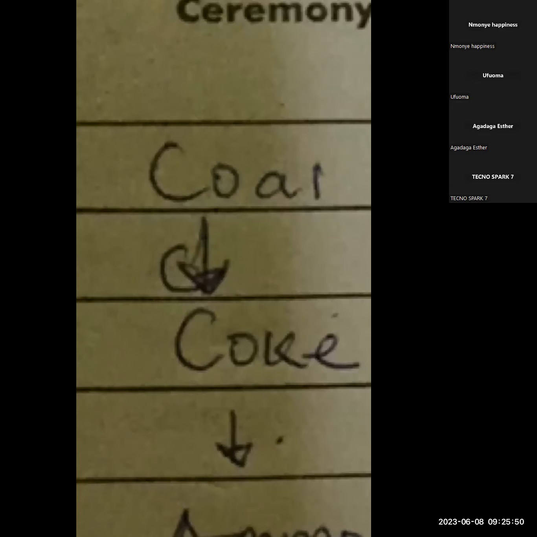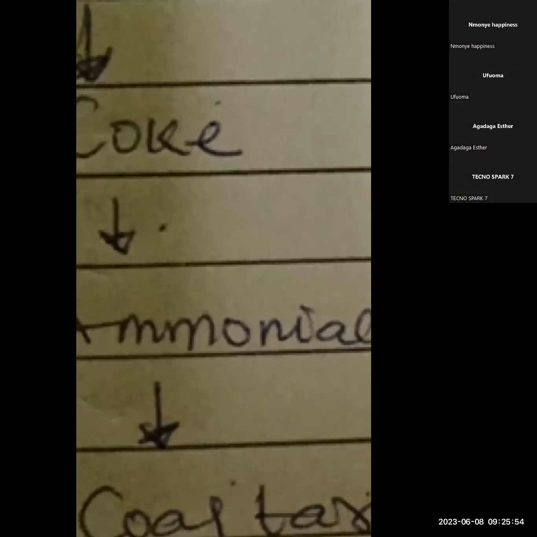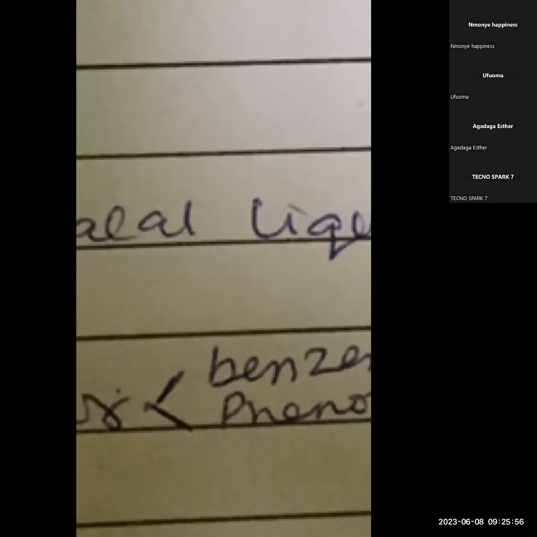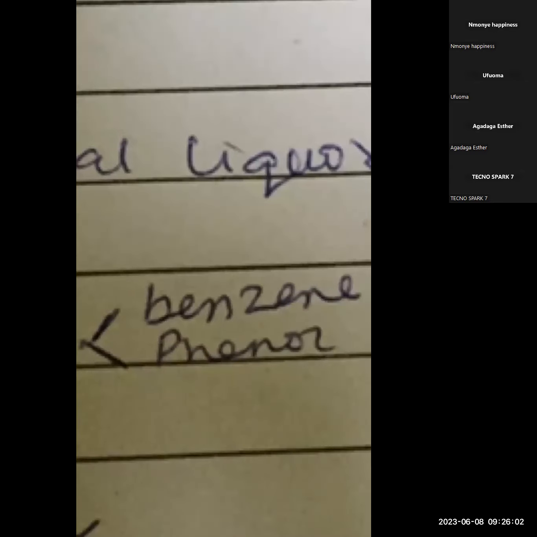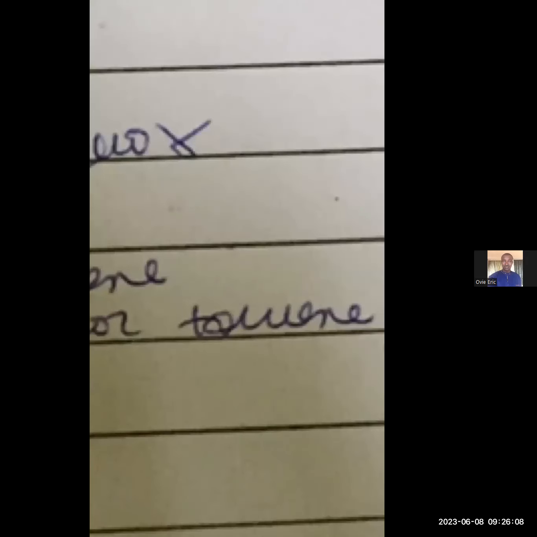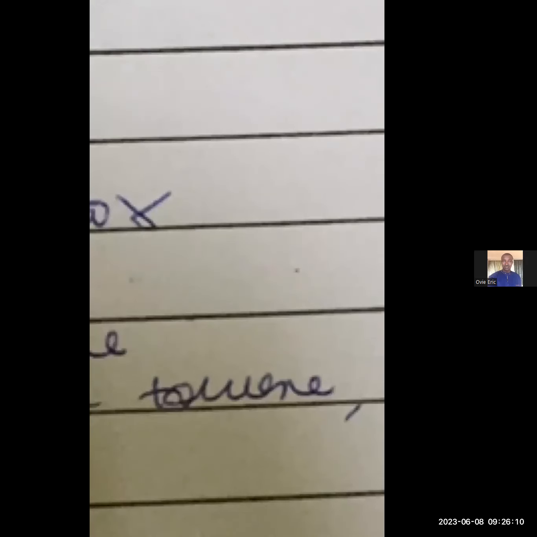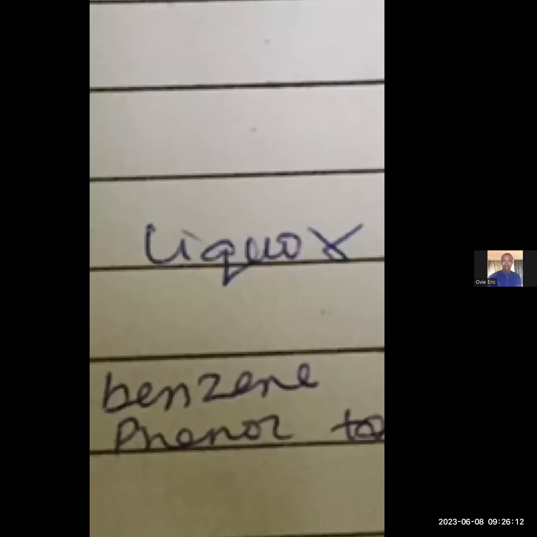So when you heat coal, you are going to get coke. From coke, you are going to get ammonia liquor. Then from ammonia liquor, you are going to get coal tar. Then if you look at that, we have so many products, and all these products are very, very useful.